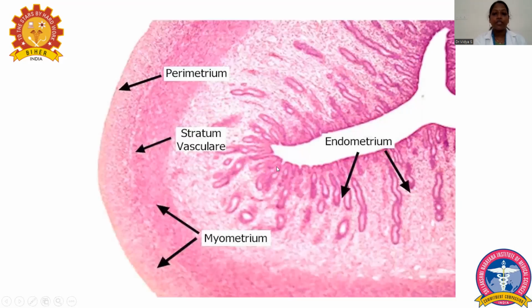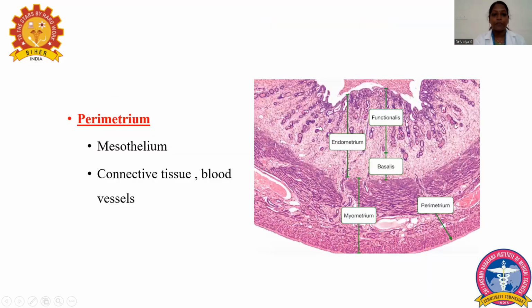This picture shows the histology of the layers of the uterine wall: the perimetrium wall, the outermost layer, and the myometrium wall. Between the perimetrium and the myometrium, we can see the stratum vasculare, which is the blood supply. The blood vessels are present between the perimetrium and the myometrium. This is the endometrial wall, the innermost lining of the uterine cavity.